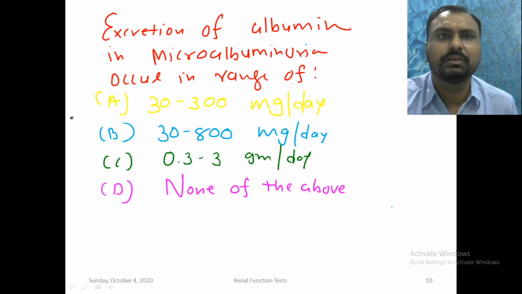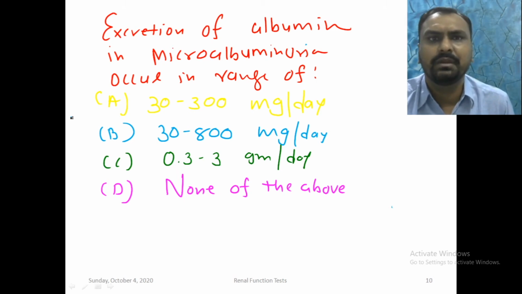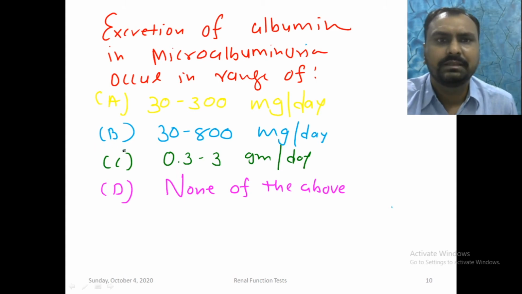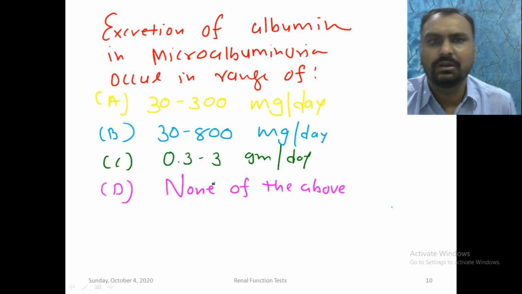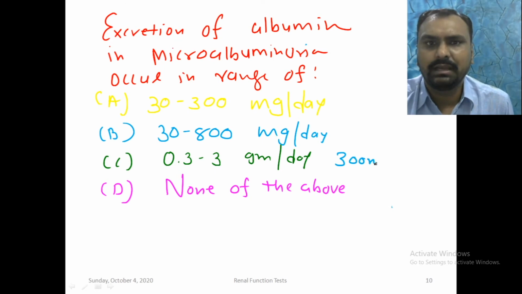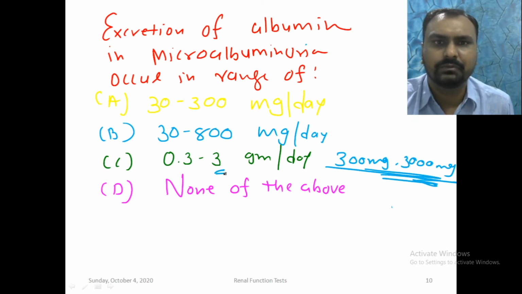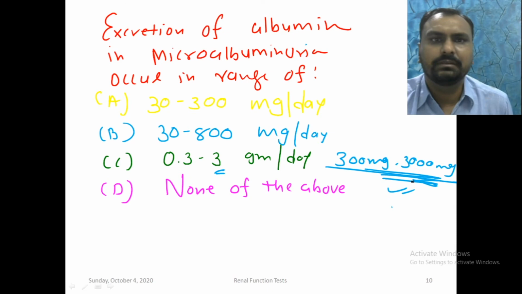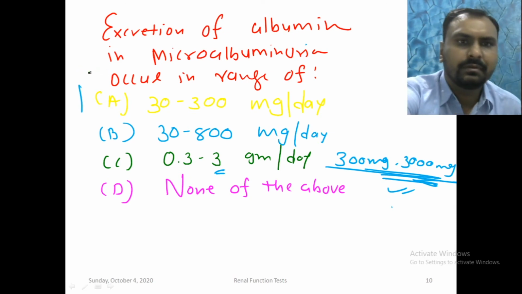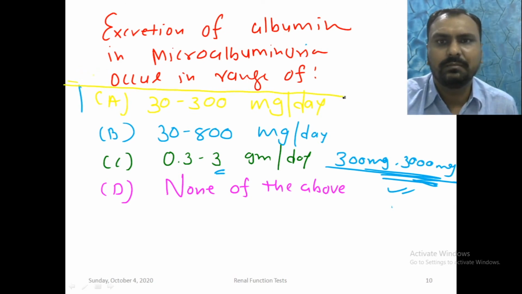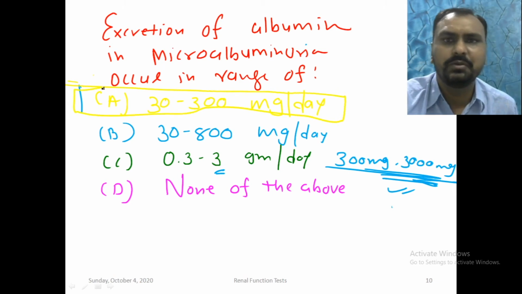Now, next MCQ: excretion of albumin in microalbuminuria occurs in the range of A, 30 to 300 milligram per day, B, 30 to 800 milligram per day, C, 0.3 to 3 gram per day, or D, none of the above. Here 0.3 to 3 gram is equal to 300 to 3000 mg, because it is 3 gram. So if we convert it to milligram, the best answer is 30 to 300 milligram per day. That is called microalbuminuria.